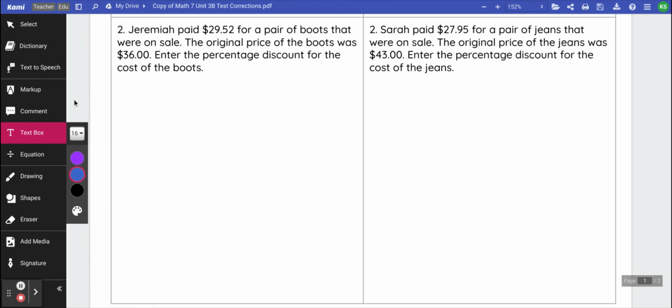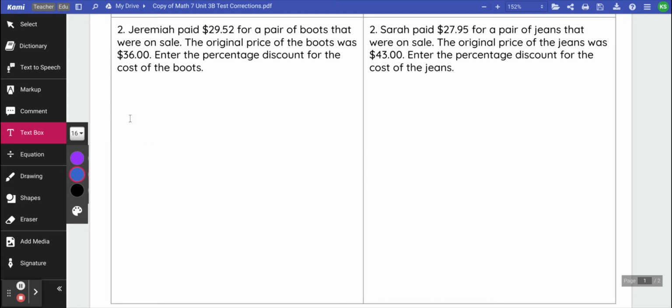Okay, so let's look at problem 2 that was most missed. It says Jeremiah paid $29.52 for a pair of boots that were on sale. The original price of the boots was $36. Enter the percentage of the discount for the cost of the boots.